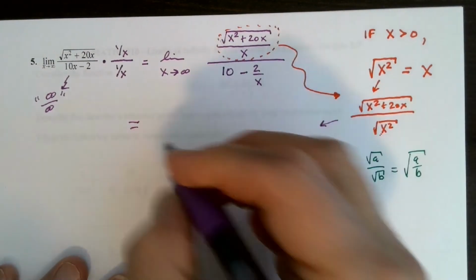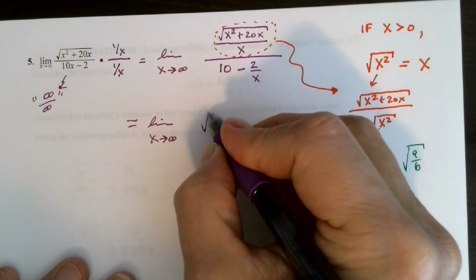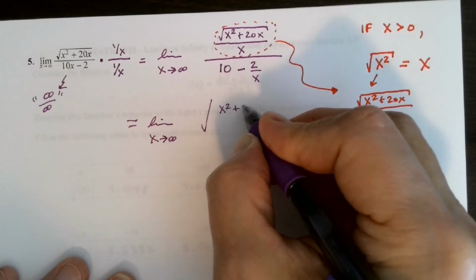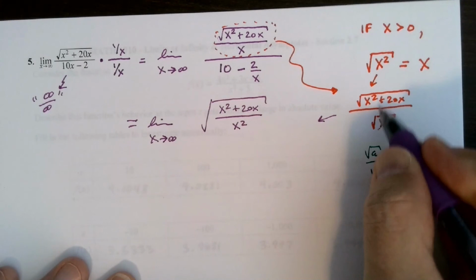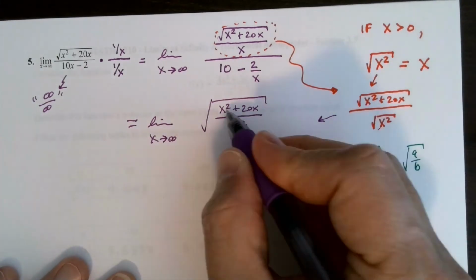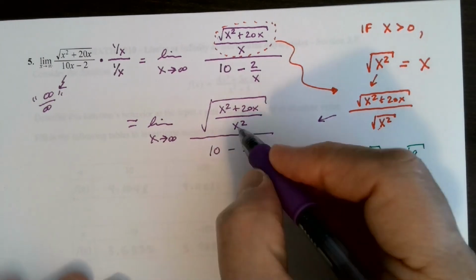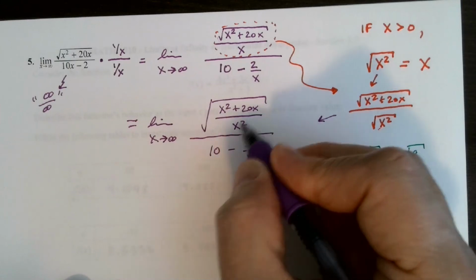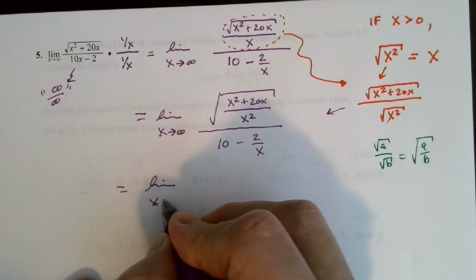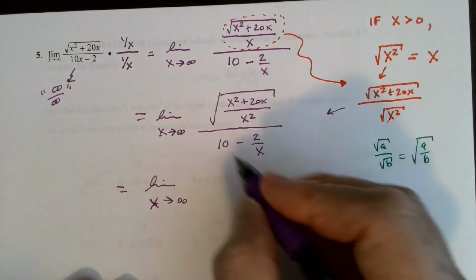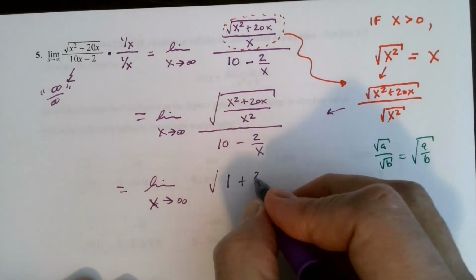And so what does this bring me then? The limit as x goes to infinity. And now I can bring this underneath x squared plus 20x divided by x squared. Right? So I can bring this under one radical, this stuff divided by that, all over the 10 minus 2 divided by x. And now I can divide both x squared and 20x by x squared. And I get up top, x squared divided by x squared is 1, 20x divided by x squared is 20 divided by x.